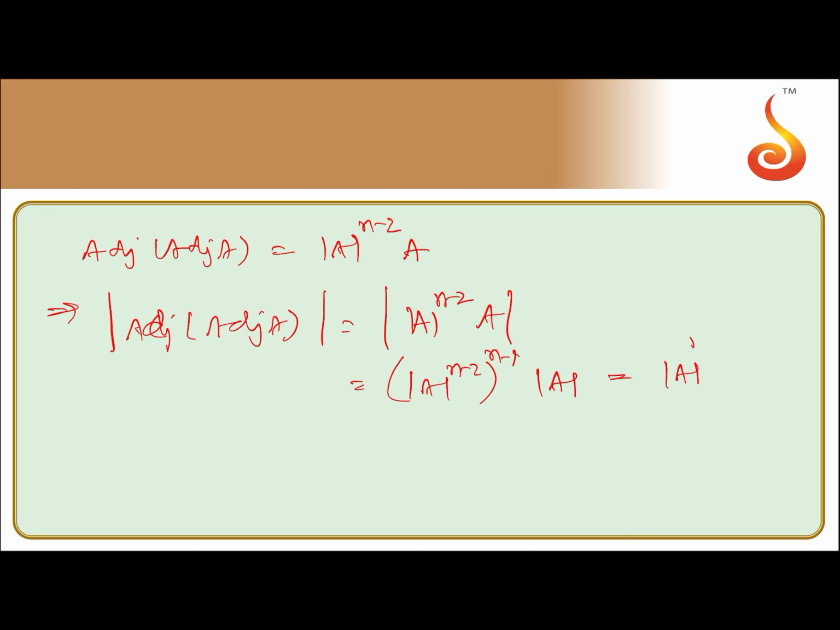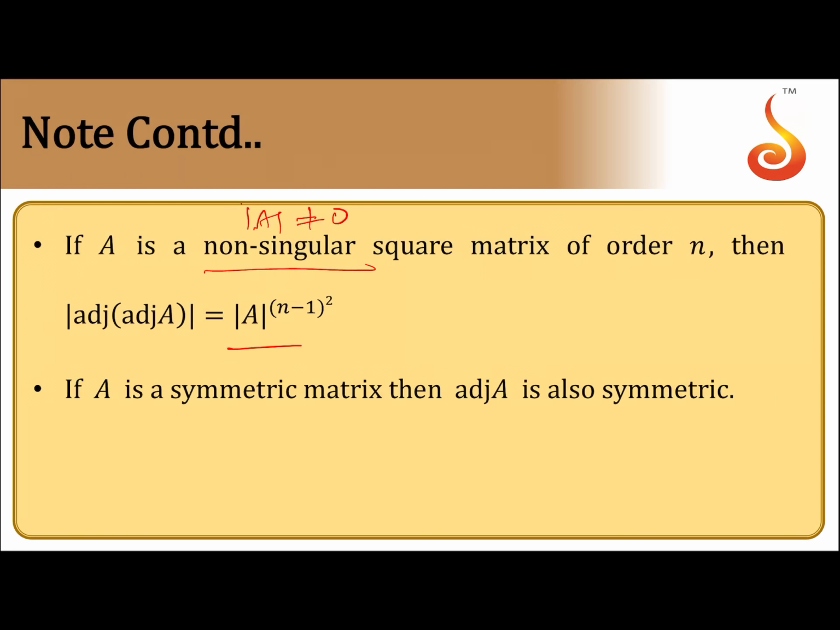Simplifying, det A to the power of n square minus 2n, plus 1. That is nothing but det A to the power of n minus 1 whole square. Yes, of course, det A to the power of n minus 1 whole square.